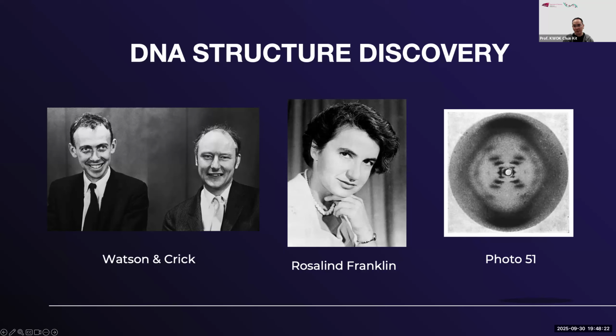Without her consent, the photo was taken from the lab by Maurice Wilkins, and he passed it on to Watson and Crick, which helped them finalize their proposed model. They published a paper in 1953 showcasing the double helical structure of DNA. Of course, James Watson and Francis Crick got the Nobel Prize. Unfortunately, Rosalind Franklin passed away in 1958 or 1959, so she wasn't awarded the Nobel Prize in 1962.